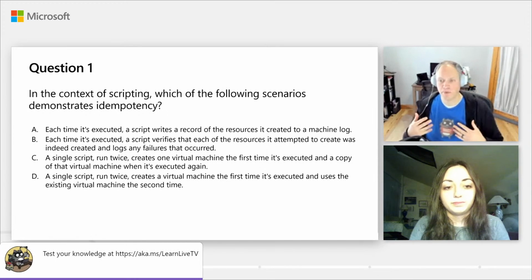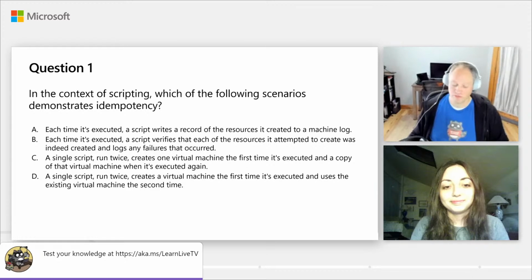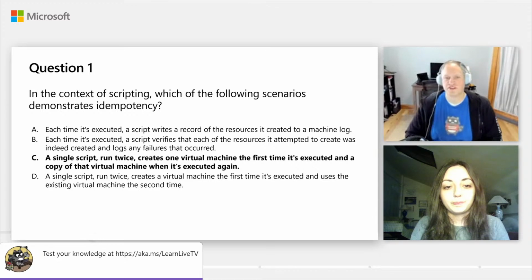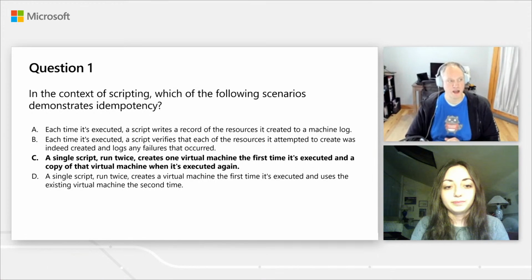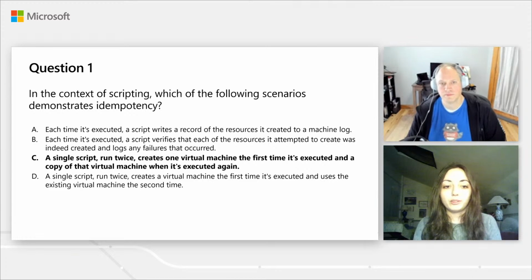So we're going to leave the question up, and Foteini, you and I will walk through the different answers here as the audience has a chance to try out the answers as well. All right. What do you think about C, which is a single script run twice, creates one virtual machine the first time it's executed, and a copy of that virtual machine when it's executed again? So in this case, we create a virtual machine the first time and an identical virtual machine the second time. This scenario does not demonstrate idempotency because idempotency means that a script run twice produces the same result and has the same effect on the system.